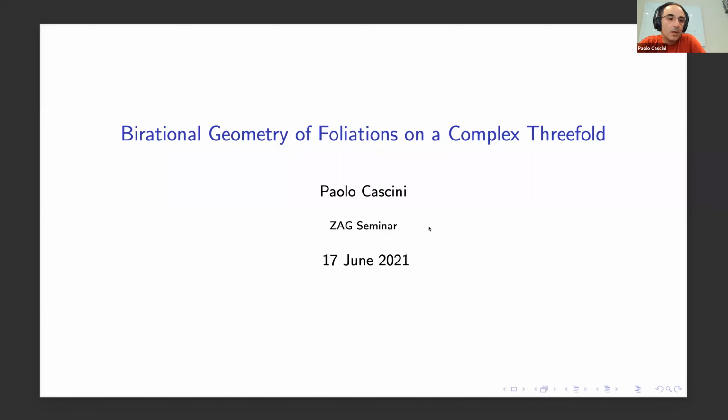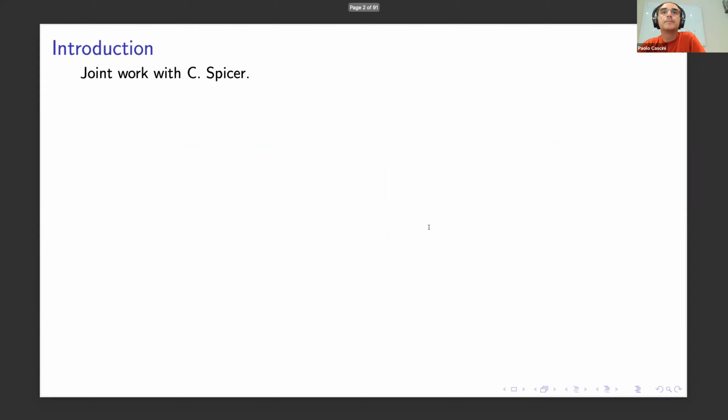So over the last few years, I've been thinking about foliations and the birational geometry of foliations. I would like to give some kind of survey about what has been happening in this direction, at least in terms of the minimal model program. There are many directions that are very interesting, but I will mostly focus on the minimal model program, in particular some applications in birational geometry. Okay, so let me start.